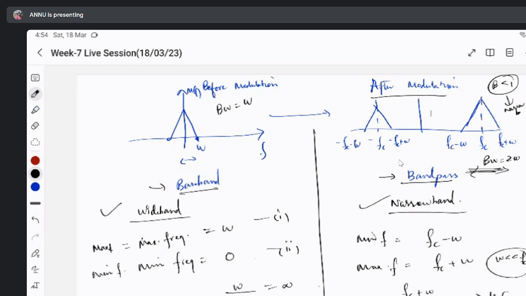Yes, madam. You made one statement. Can you repeat? Modulation is a process of converting wideband signal to narrowband signal, and baseband signal to band pass signal.